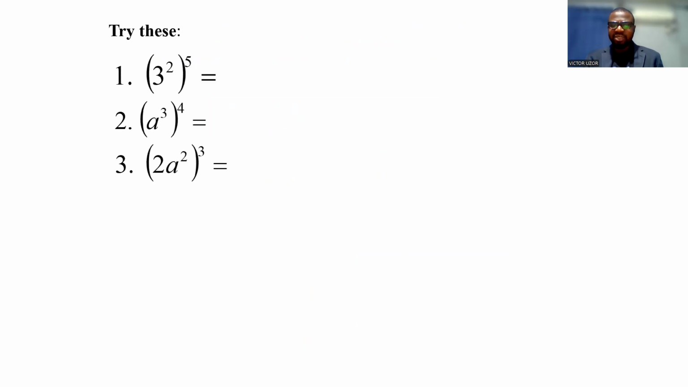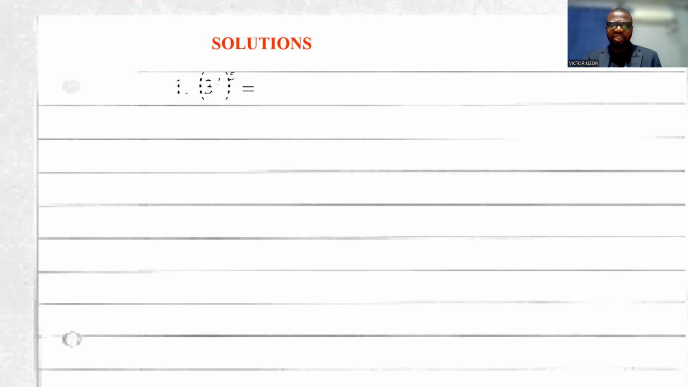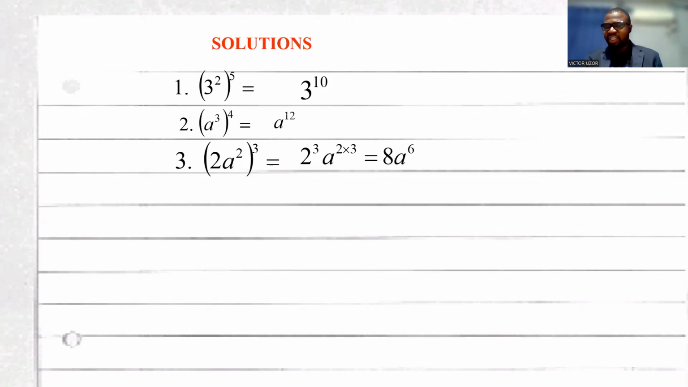So let's look at these examples very quickly. I would like you to pause the video and try solving it on your own, or you just follow me the way we solve it. According to what we do, all you need to do is 2 times 5, which is going to be 3 raised to the power 10. And in this case, it's going to be 3 times 4, and it will be a raised to the power 12. Now remember, the 3 will not just affect the a, it will also affect the 2. So 2 raised to the power 3 will give us 8, and 2 times 3 will give us 6. So we have 8a raised to the power 6.